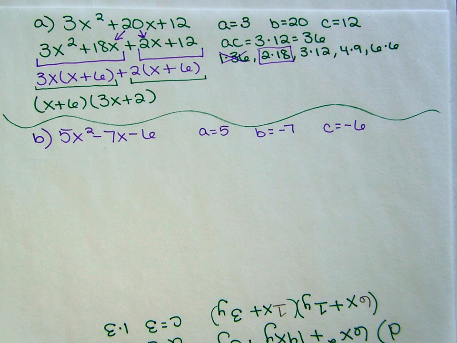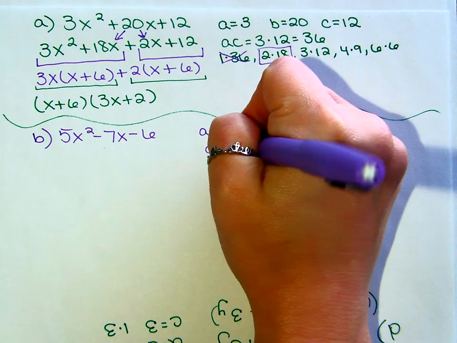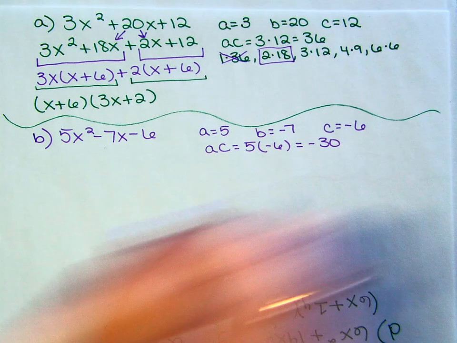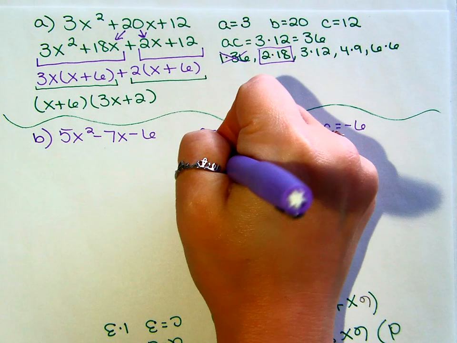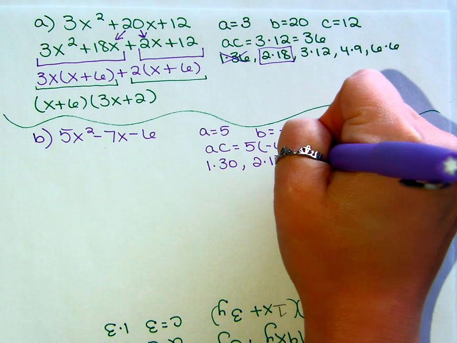So after we've listed A, B, and C, we want to find what A times C is. That's 5 times a negative 6, giving us a negative 30. Then we write out all of the factors of 30. And I say 30 because we're not going to be concerned yet on where we're going to stick that negative. Just know the negative can go on either of the terms in order to make it negative. 1 times 30, 2 times 15, 3 times 10, 5 times 6.